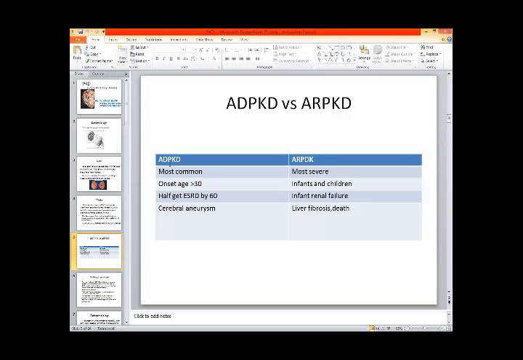Autosomal dominant polycystic kidney disease involves multiple parts of the body. Cysts are present in the kidneys, liver, and spleen, and cerebral aneurysms are present. But hepatic disease is more severe and can lead to death in autosomal recessive polycystic kidney disease. So this is the difference between autosomal dominant and autosomal recessive polycystic kidney disease.